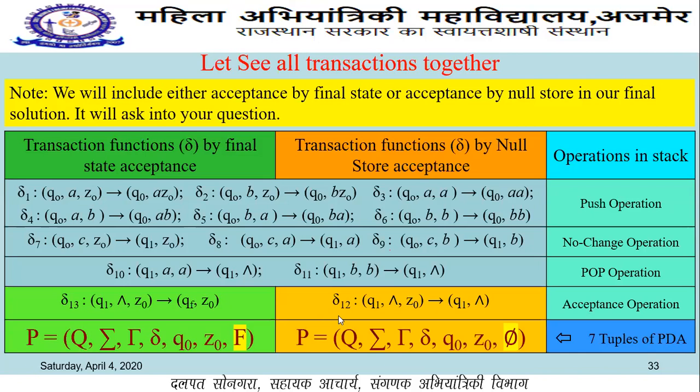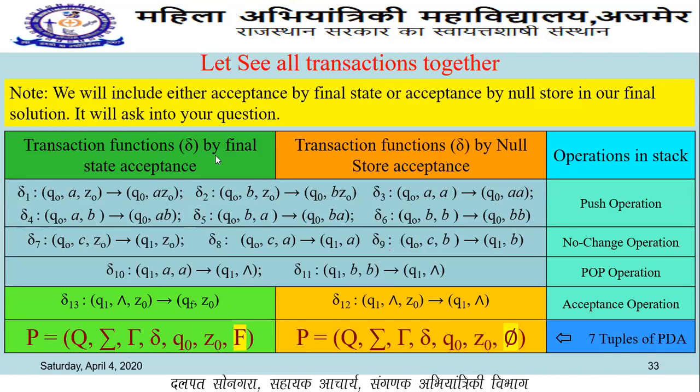This is the combined table, and by this table we can understand that the push operation is the same for both cases. The no-change operation is also the same, and the push and pop operations are also the same. The changes are only in the acceptance operation. And the total tuples are like this.